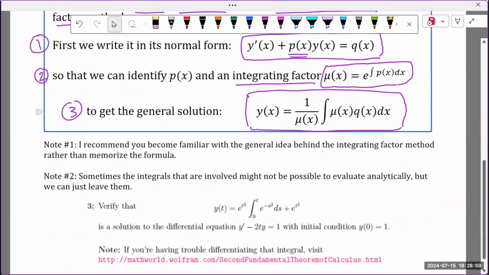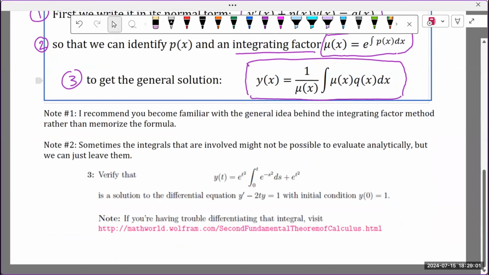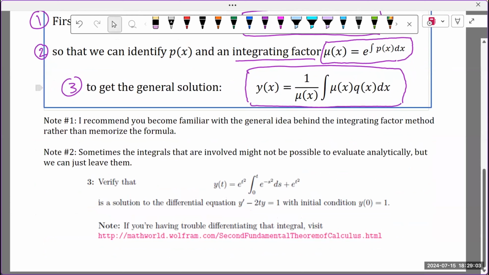All right, so I recommend that you become familiar with the general idea behind the integrating factor method rather than memorize the formula. That'll become easier once we talk about this more in class. And you should realize that sometimes the integrals involved are going to be quite challenging to integrate, but at least we will always have a nice closed form solution for this. Okay, we'll see you all in class where we're going to practice this some more.